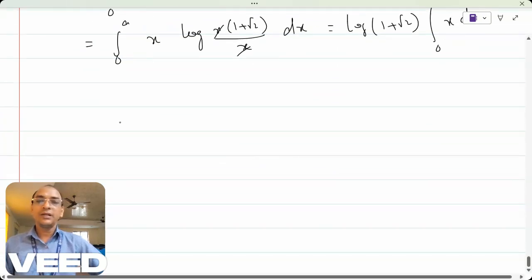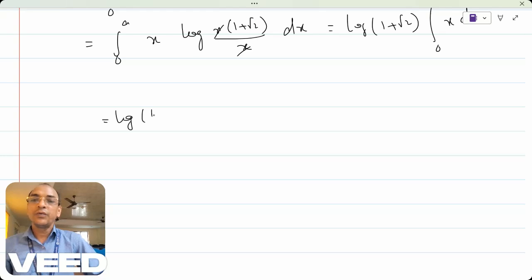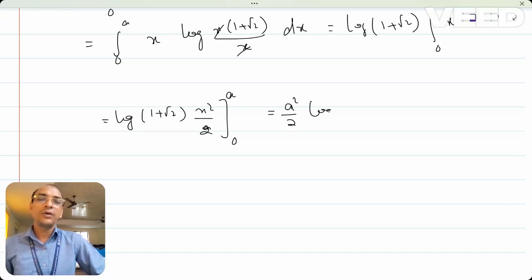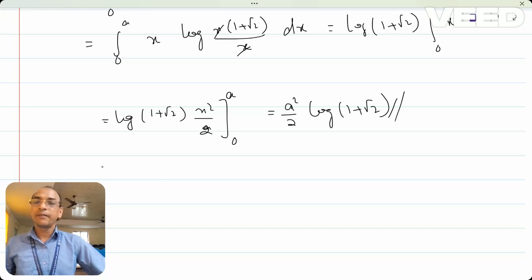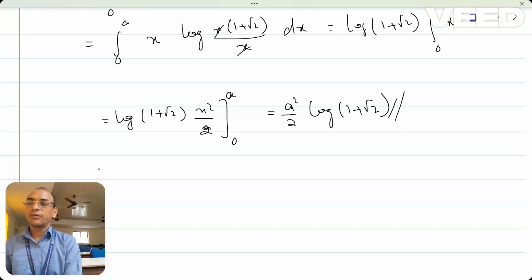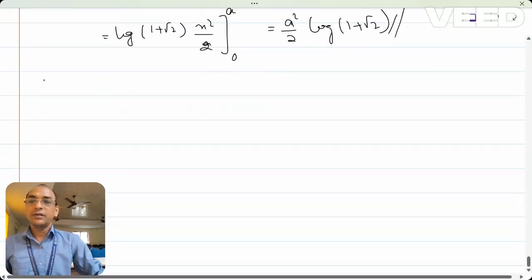And finally what we will get? We'll get log of 1 plus root 2 and x square by 2, and the limit is 0 to a. So finally your answer will be a square by 2 log of 1 plus root 2. So this is the way we can change the order and evaluate the integration. Now we can go for another example, then we can discuss the thing.